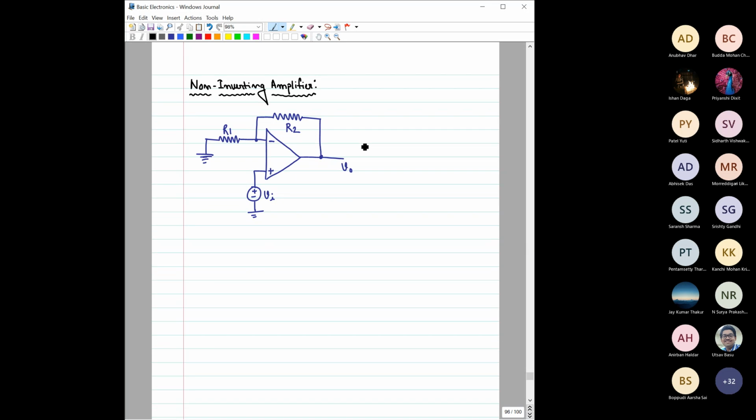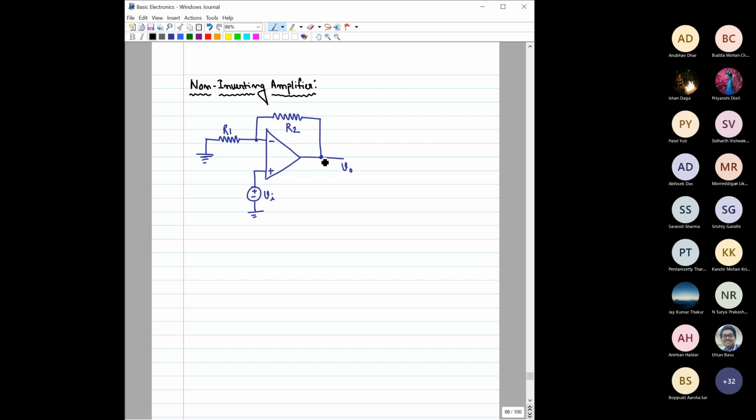Okay, so far we have discussed this inverting amplifier where the input has been applied at the inverting terminal. But here we also have to discuss the non-inverting amplifier. For the non-inverting amplifier, the input Vi would be applied at the non-inverting terminal. So here you can see the configuration would be something like this. This is the input Vi. Vi has been applied at this positive terminal.